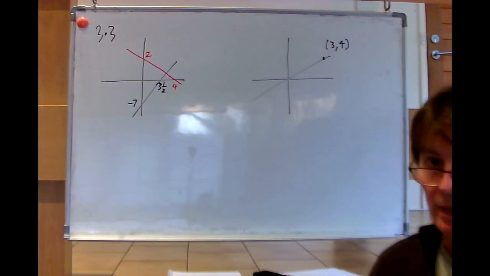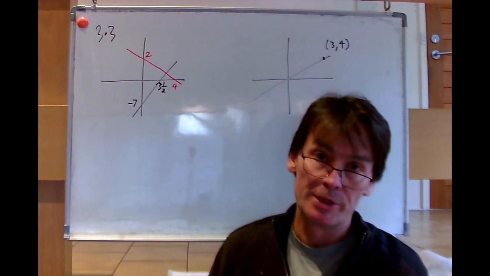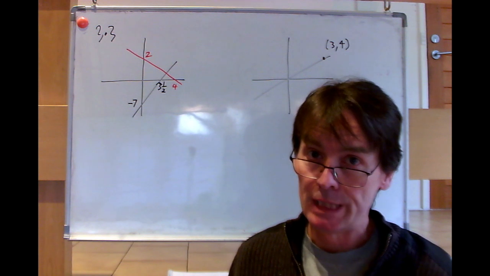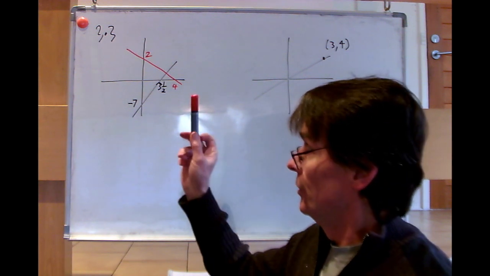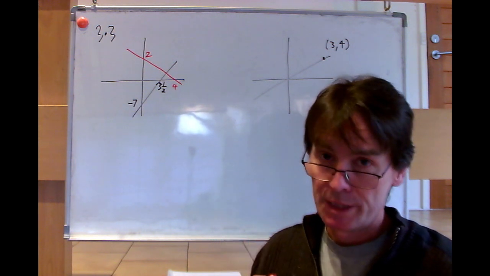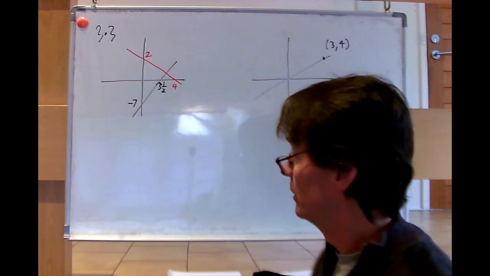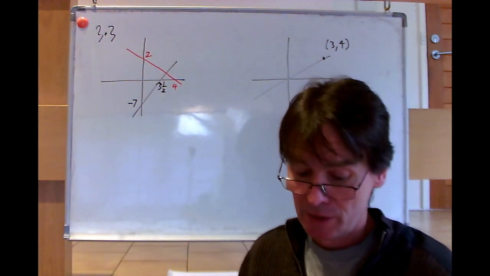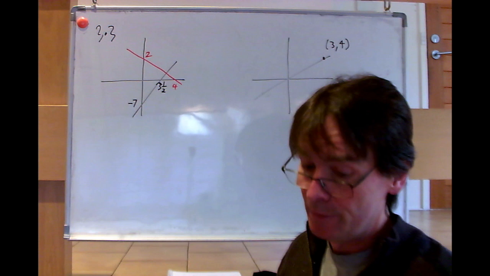Here's an example out of 3.3. This is questions like question number 1. You're asked to find the equations of these lines. So to find the equation, we need to know two things. We need to know the y-intercept and we need to know the gradient. The y-intercept's pretty easy to find if it's marked on the graph like these ones. The gradient's a little bit trickier.